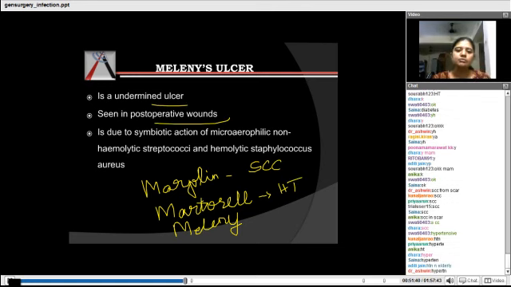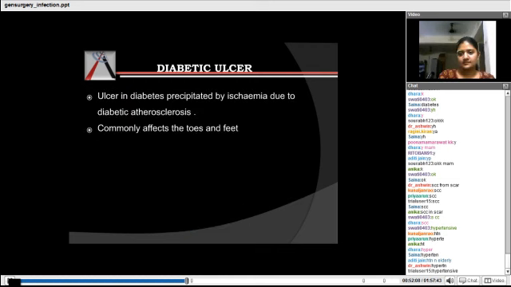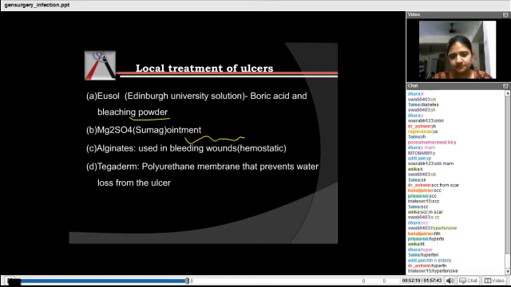Melanese, we will be looking into what it is. It's an undermined ulcer seen in post-operative wounds. It's happening as a result of a symbiotic infection of microaerophilic streptococci and hemolytic staph aureus. So yes, combined bacterial infection, so it's seen in post-operative wounds. That is Melanese ulcer. And the kind of ulcer that it is going to be is an undermined ulcer. Diabetic ulcer, commonly seen again in diabetic patients because of ischemia, diabetic atherosclerosis. Commonly affected is toes and feet.